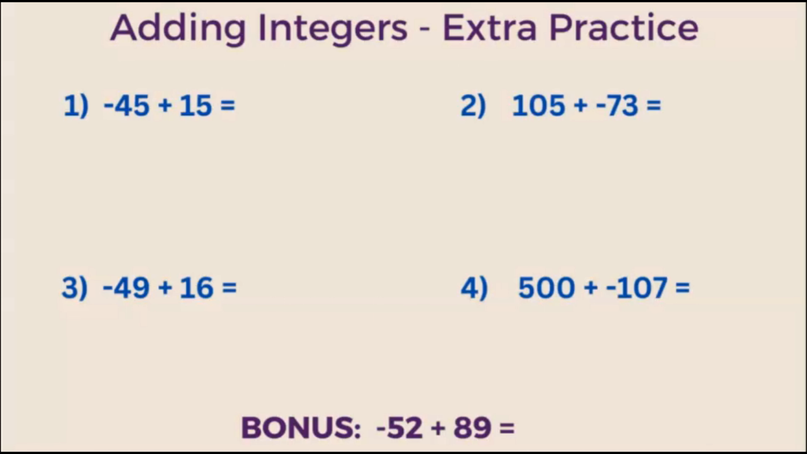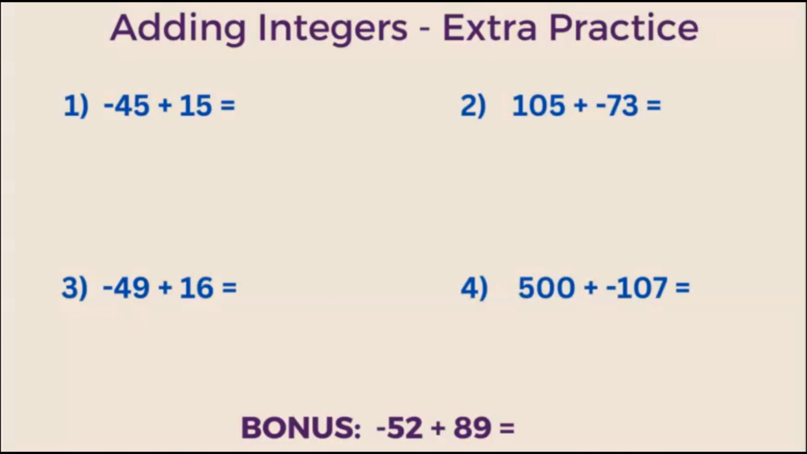When you're adding all positive integers, your answer will always be positive. When you're adding all negative integers, your answer will always be negative. When you're adding both positive and negative integers together, you will subtract the absolute value of your integers, with your answer being the sign of the integer with the largest absolute value.